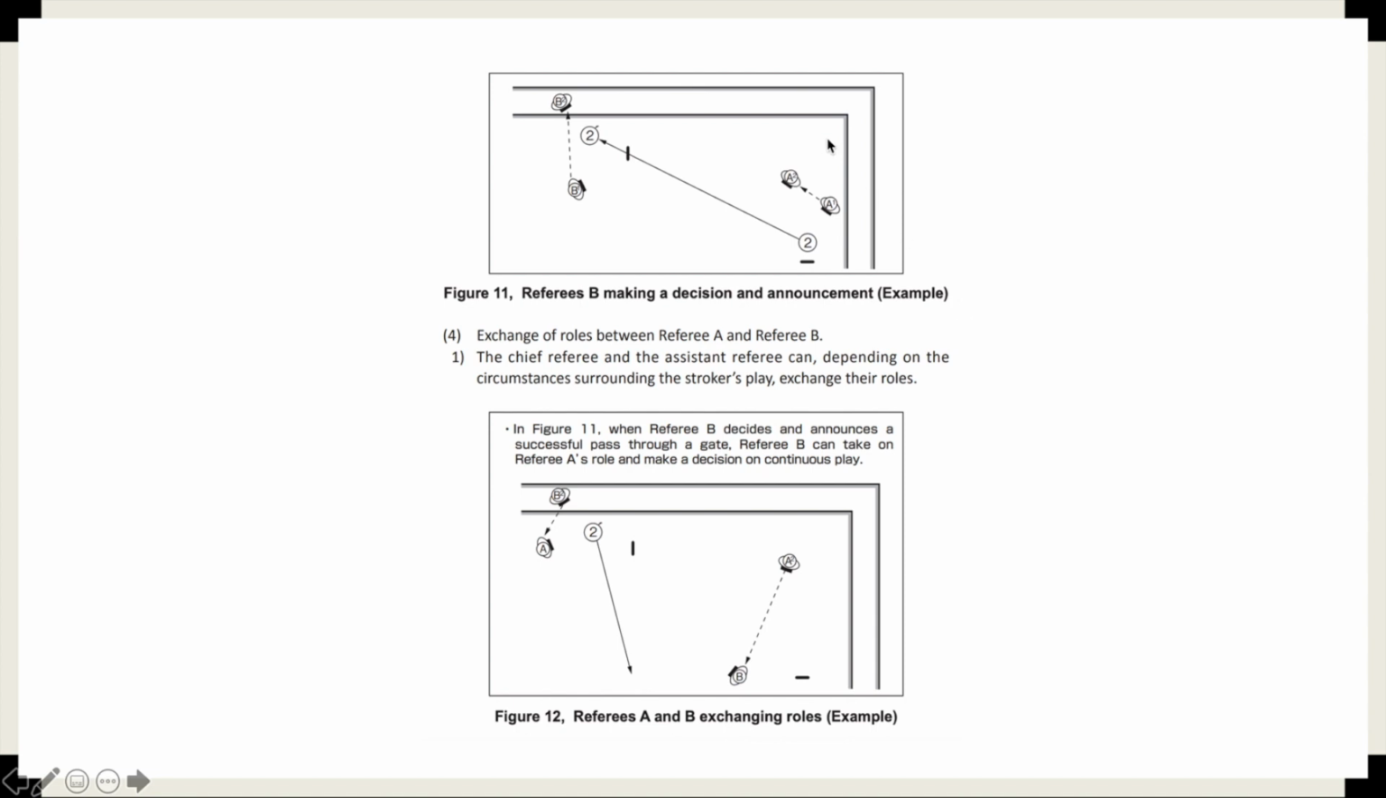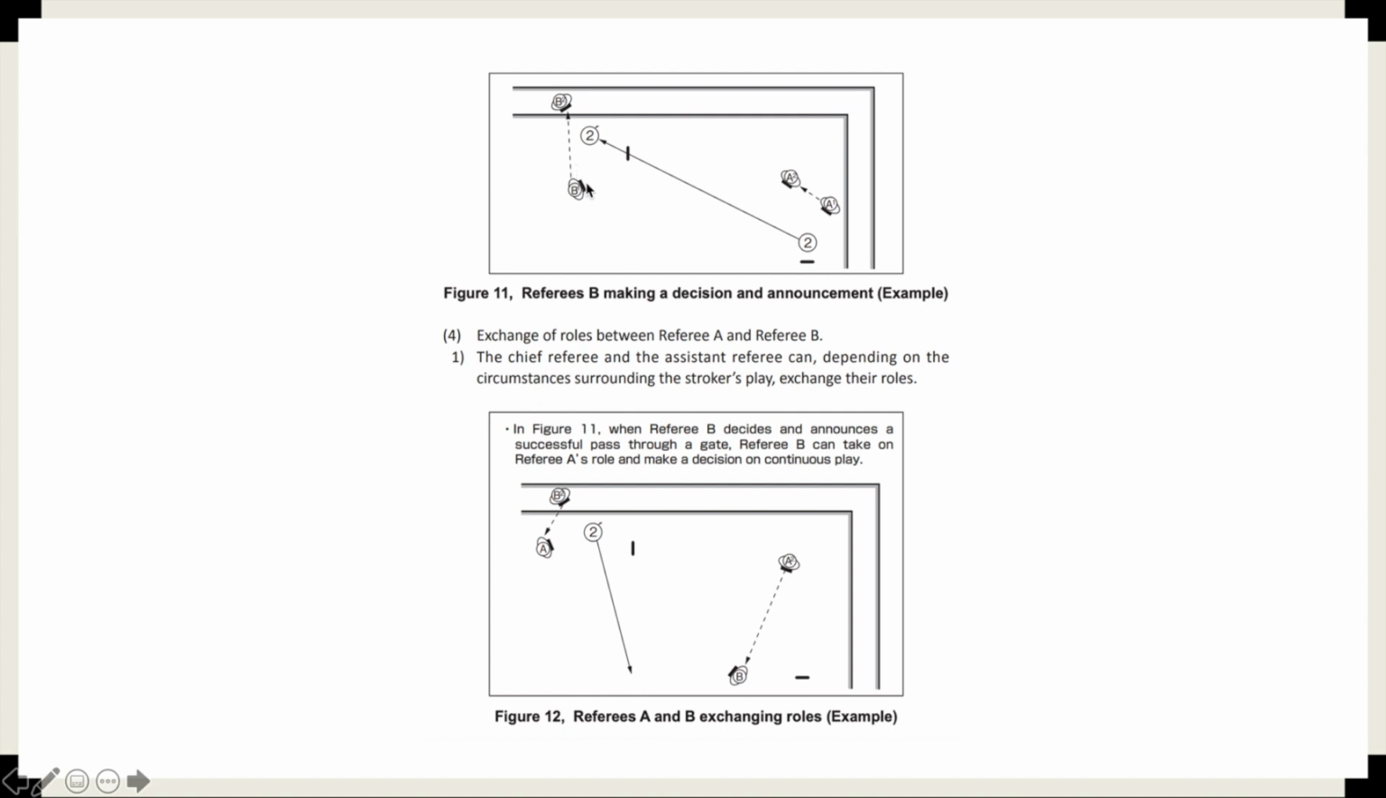So from the question above that we had, we can see here that ball 2 has made gate 1. So this is referee A, forget the number 1 there. Referee A can see, and is adjudicating on, the stroke by ball 2.